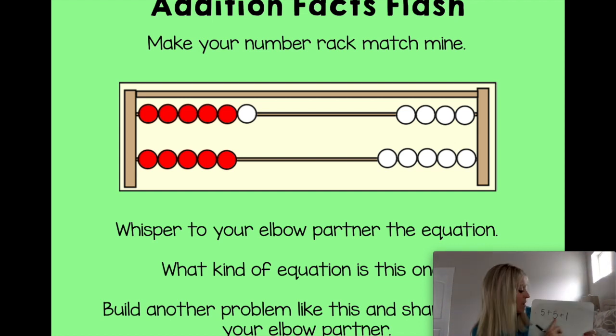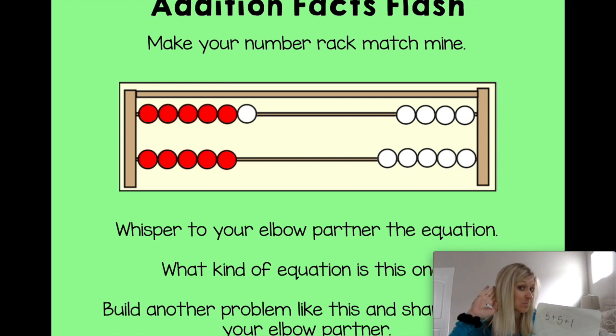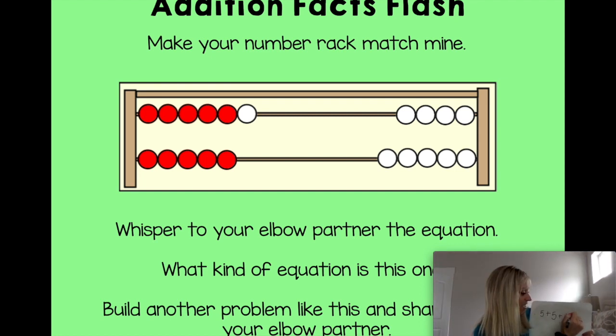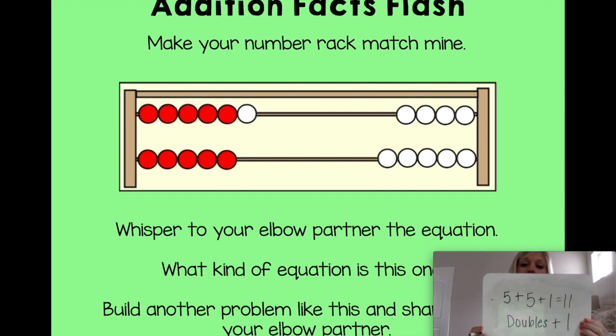So thinking about our doubles, what does 5 plus 5 equal? 5 plus 5 equals 10. That's right. And one more plus 1 equals, that's right, equals 11. So this type of equation is called doubles plus 1. Doubles plus 1. 5 plus 5 plus 1 equals 11. Doubles plus 1.